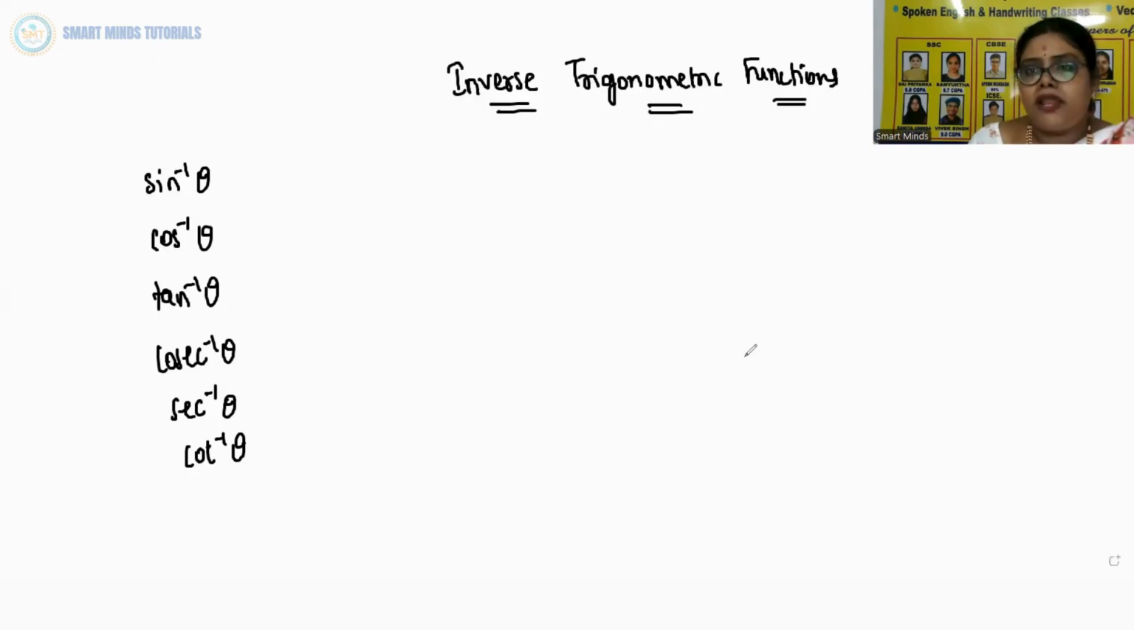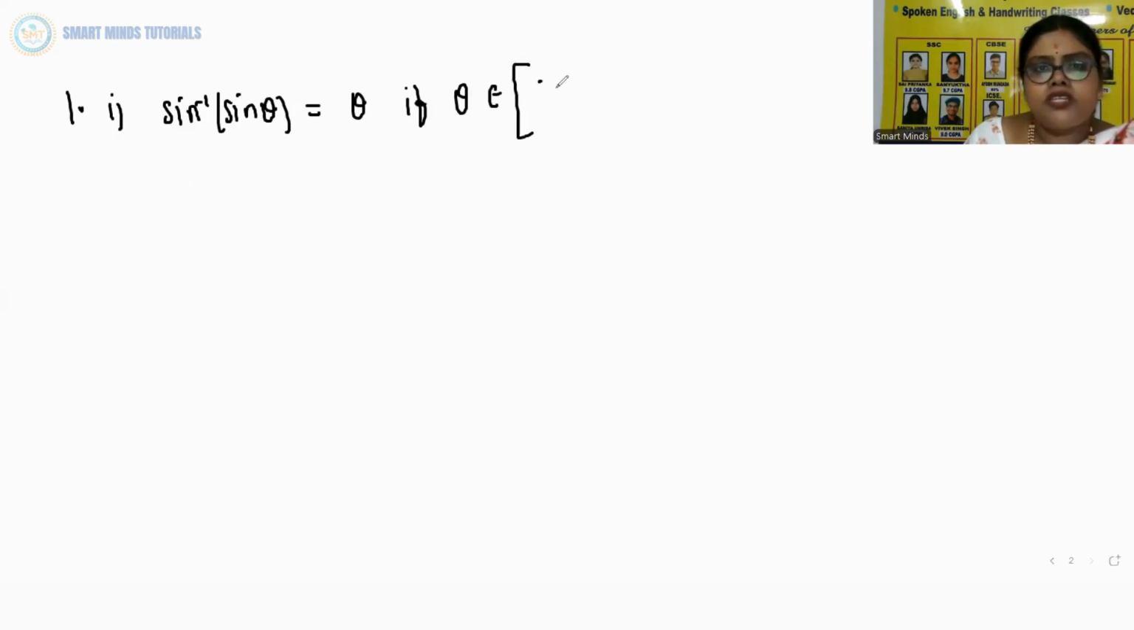Now let us see some identities and some formulas related to inverse trigonometric functions. Take the first formula. In that, the first bit is sine inverse of sine theta is theta, if theta lies in the closed interval minus pi by 2 comma pi by 2. Closed interval means square brackets, which means these corners are included, so minus pi by 2 and pi by 2 are included.